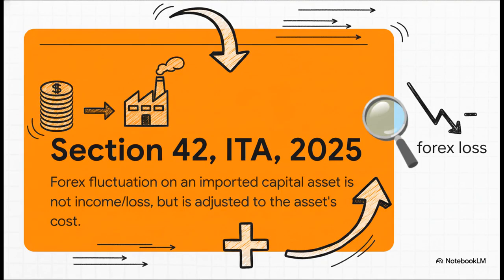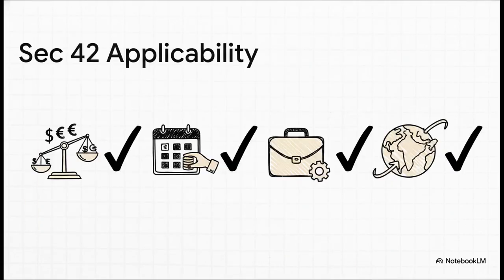And this is the heart of the exception. Instead of claiming a Forex loss as an expense in the current year's P&L, Section 42 says, nope, you're going to add that loss to the original cost of the asset on your balance sheet. We call this capitalization, and it's a big deal because it affects your depreciation claims and capital gains calculations way down the road. Now, you can't just apply Section 42 whenever you feel like it.